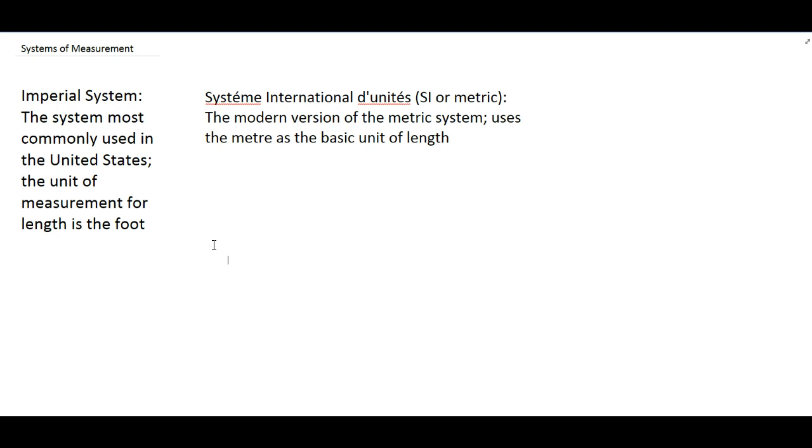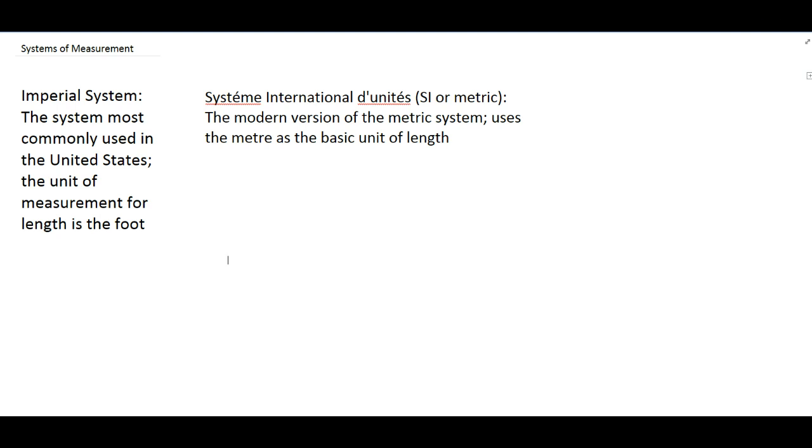Now, the metric system is a base 10 system. So we're looking at multiples of 10, moving up factors of 10 and down factors of 10 as we move through different units. The base unit for the metric system is the meter. In this particular class, we're going to stick inside of the imperial system and inside of the metric system. We're not going to convert between them.